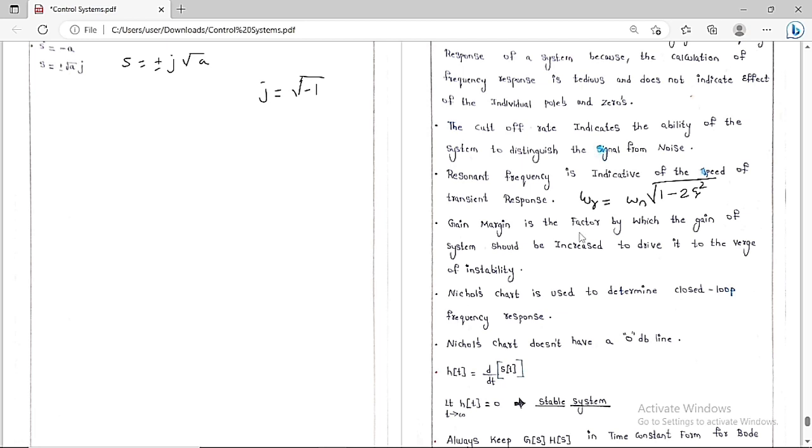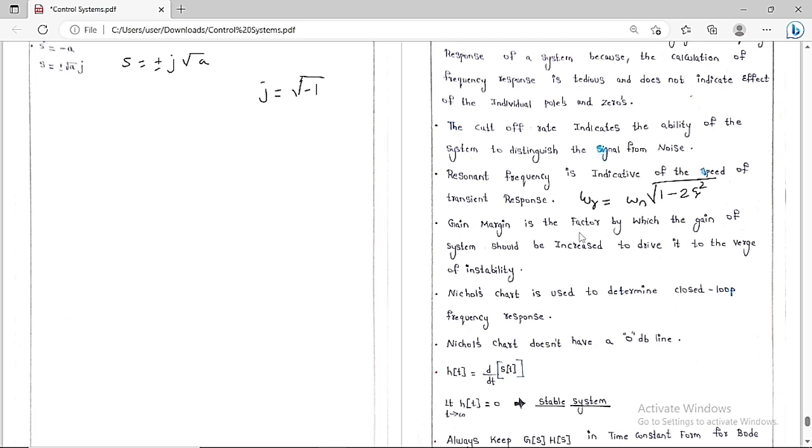order to drive it into the verge of the instability. I've already told you gain margin means that is the factor by which you have to increase the gain in order to make the system become unstable.